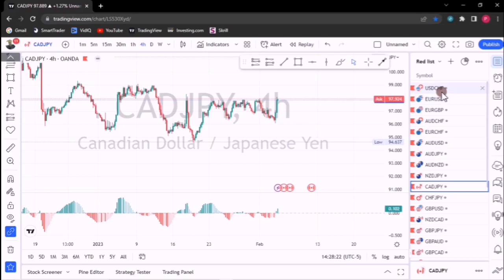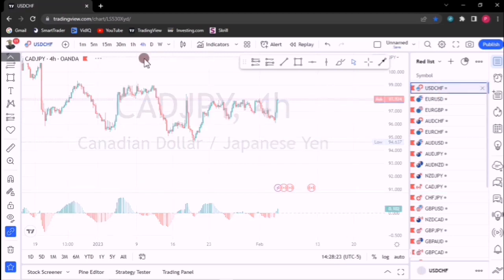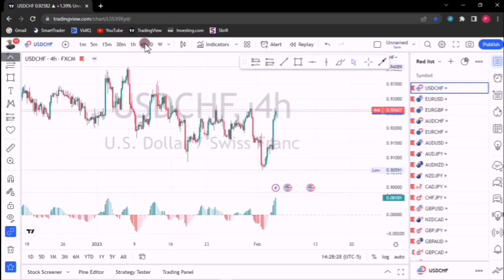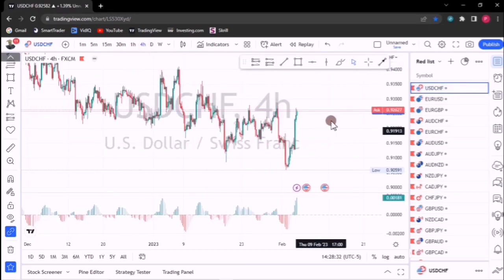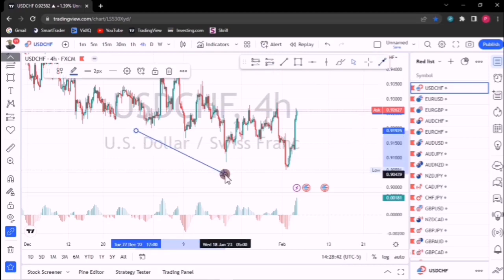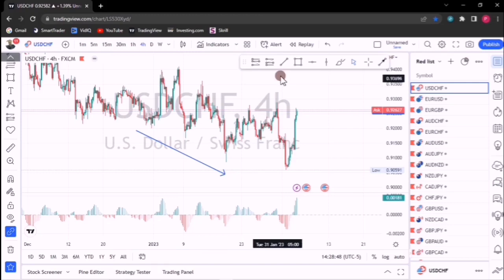I'm going to pick just the first few pairs, starting with USD CHF. I usually start on the 4-hour time frame, and then if I find a trade, I analyze further and move to the smaller time frames. Before I can even analyze the trend, I don't consider the trend much because the trend is likely to reverse. I trade a reversal strategy.